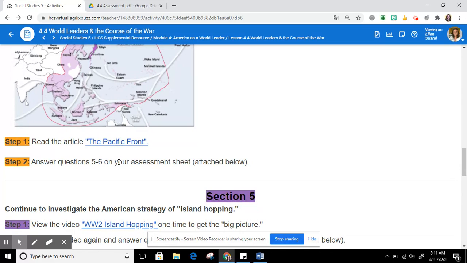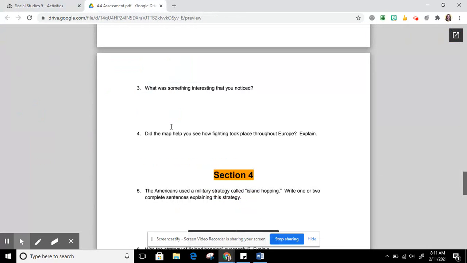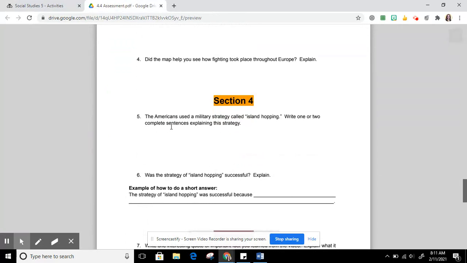So for this, you're going to do step 1. You're going to read the article, The Pacific Front, and then you're going to answer questions 5 through 6 on your assessment sheet. So let's look at 5 through 6. The Americans used a military strategy called island hopping. Write 1 or 2 complete sentences explaining this strategy.